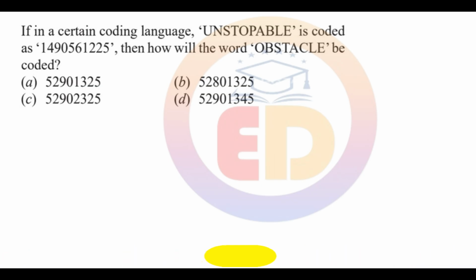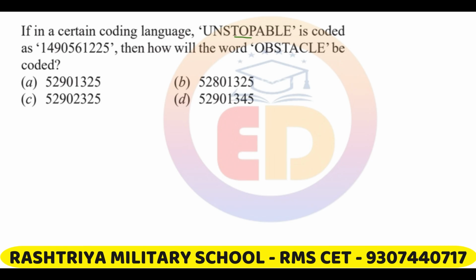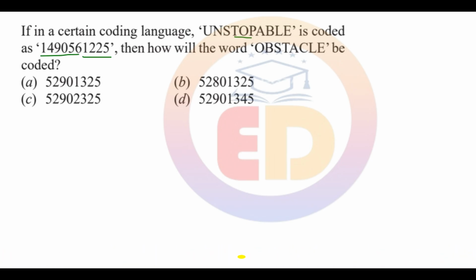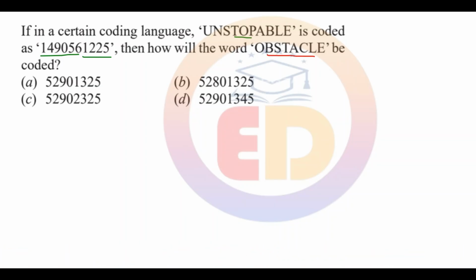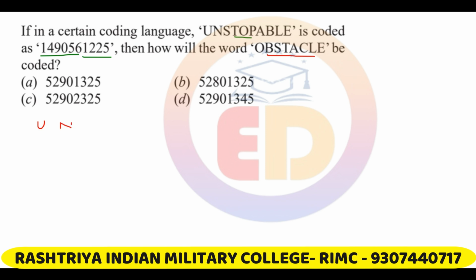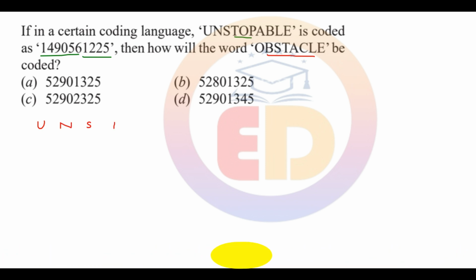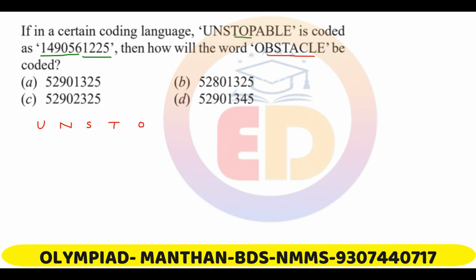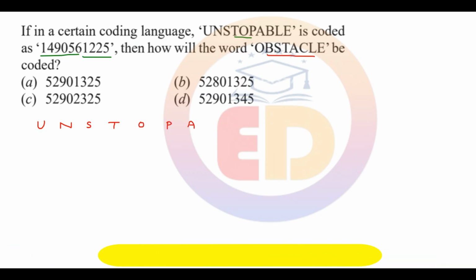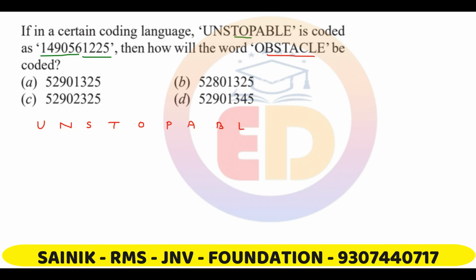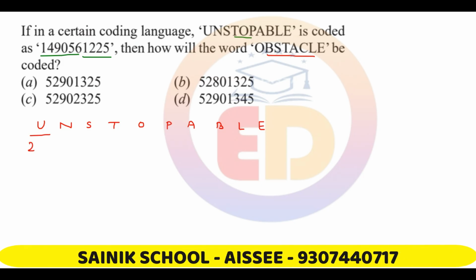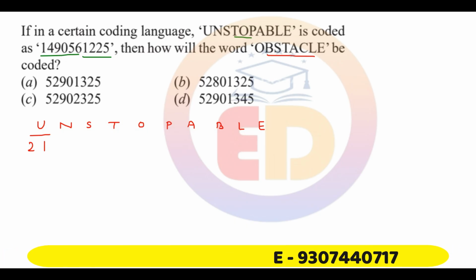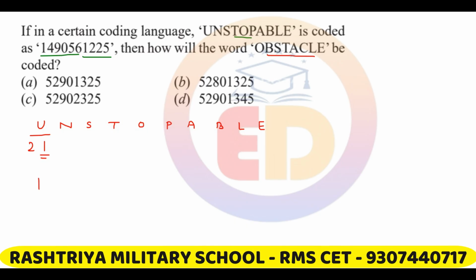Question says, in a certain coding language, unstoppable is coded as 14905612225. Then how will the word obstacle be coded? UNSTOPPABLE. So the code for U, now U is 21, and out of that 21 they have taken only the ones place as a code. So the code of U is 1.